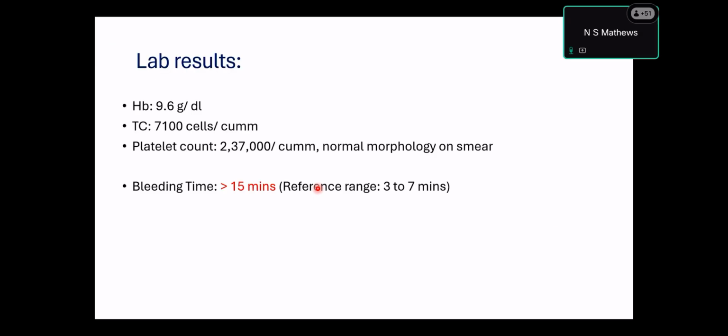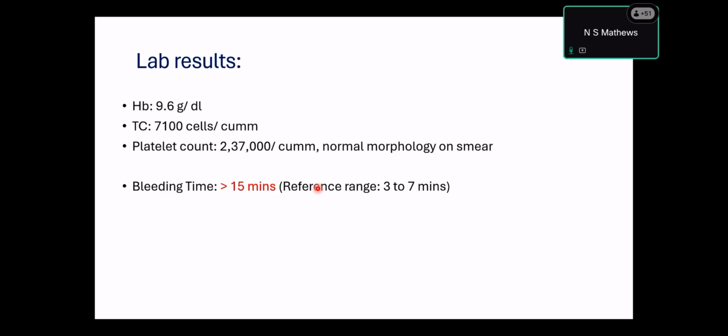So the lab results for this patient: hemoglobin 9.6, total count, platelet count. Now you have a bleeding time of more than 15 minutes. We had to stop the bleeding time test because the patient kept on bleeding. But look, the platelet count is normal, so we thought, okay, count is normal, let's look at the smear as well, and morphologically it is also normal, so you have nothing there. From this much, do you have any specific comments?